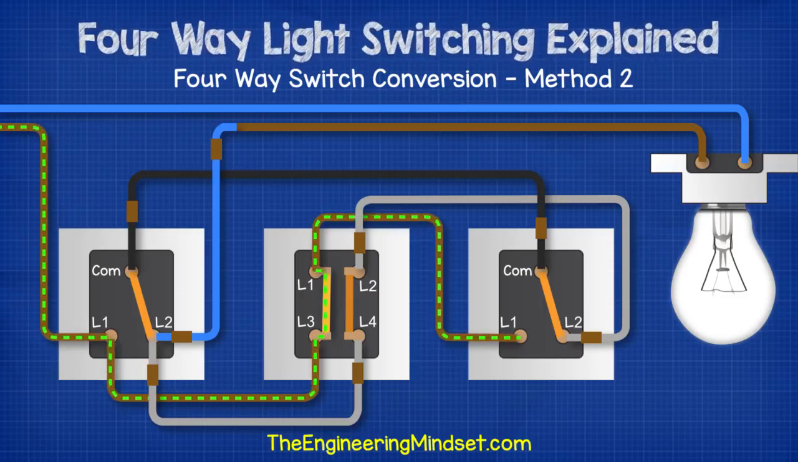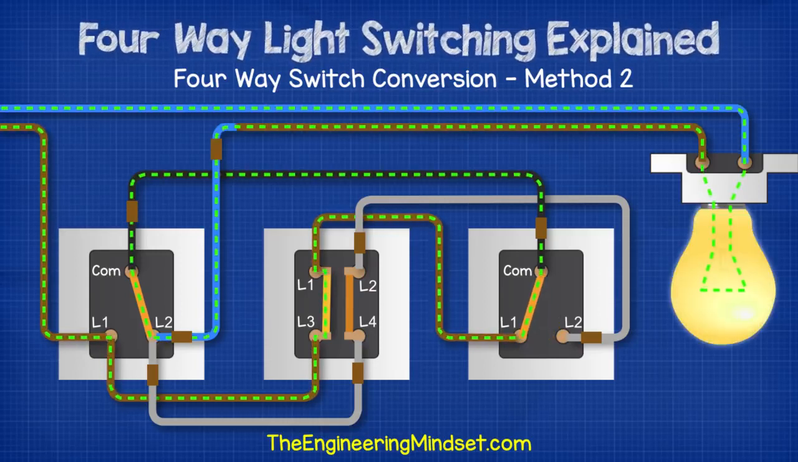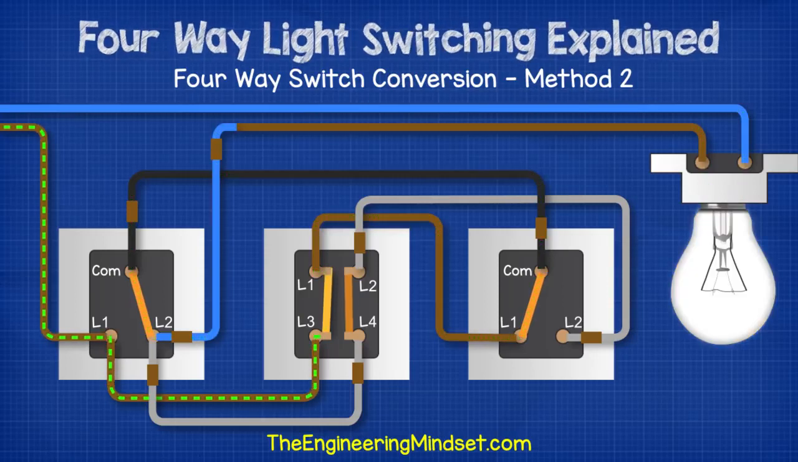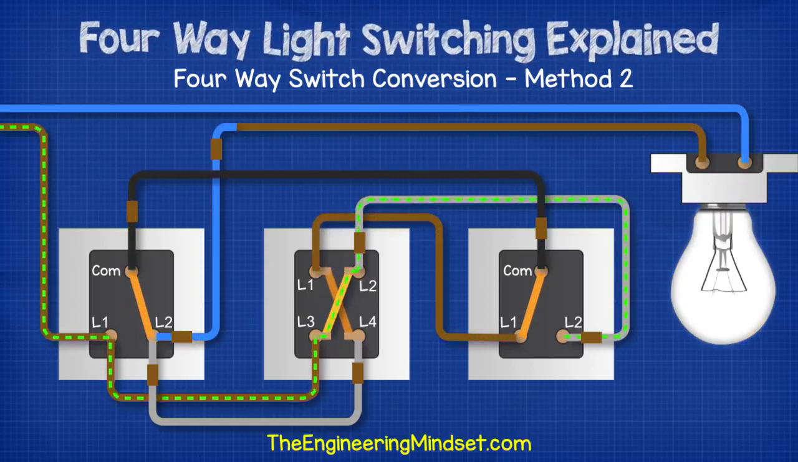When we power this circuit, the electricity flows through switch 1 and 2 but stops at switch 3. If we flip switch 3, we make the circuit and the light turns on. If we flip switch 2, we break the circuit. If we flip switch 1, we make the circuit.